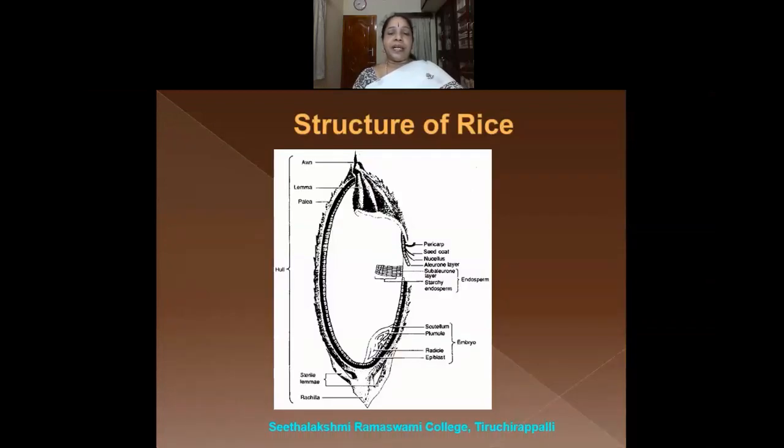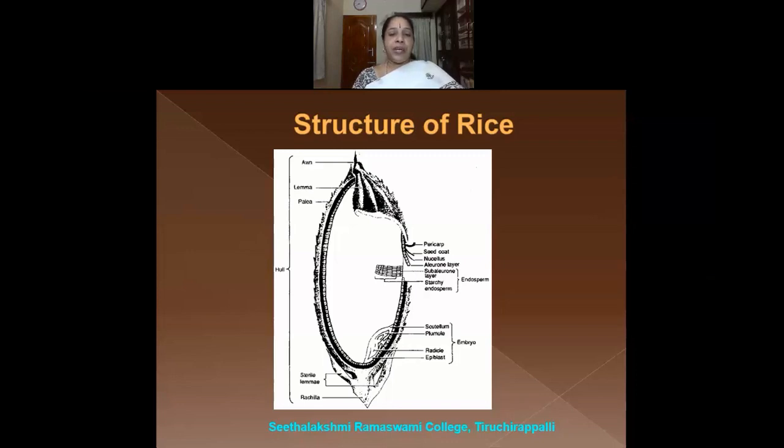We have already studied about the structure of the cereal grains. So if the structure of the cereal grain rice is asked, you can draw this diagram and you can give the content that I have explained earlier, like the pericarp, the endosperm, the aleurone layer, the scutellum, germ. So the same explanation will come here also.